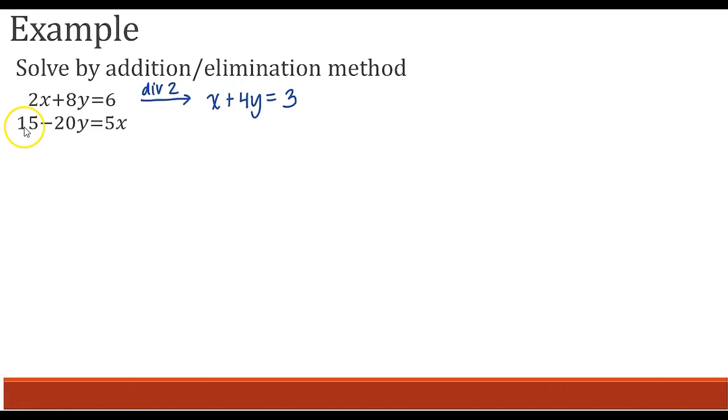So we're going to leave that equation here. Now on this equation, I have 15 minus 20y equals 5x. And maybe the first thing we want to try to do is get all the variable terms on one side and the constant on the other side. So I'm going to subtract the 5x to the left and subtract the 15 to the right. So I'm going to have negative 5x and then minus 20y is equal to negative 15.